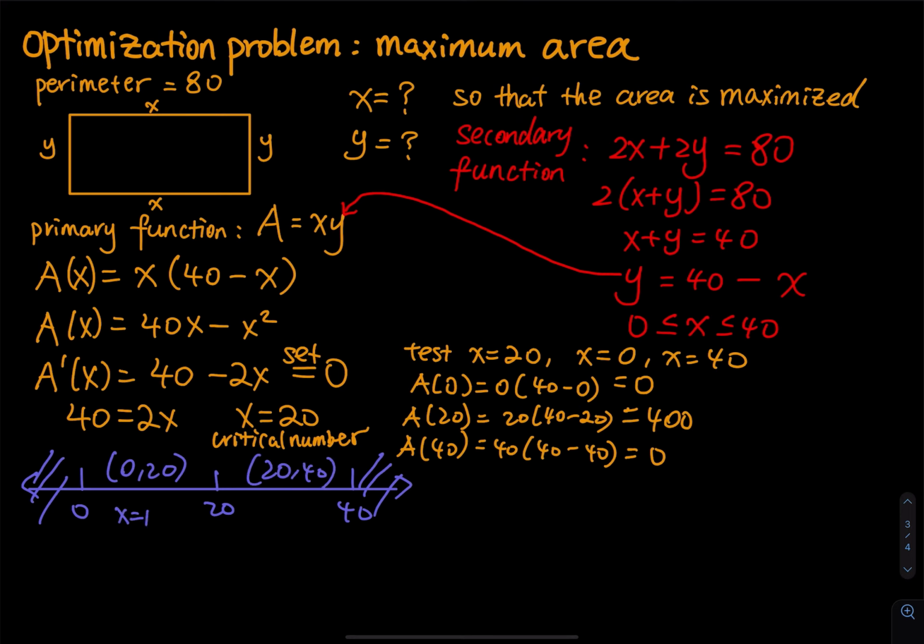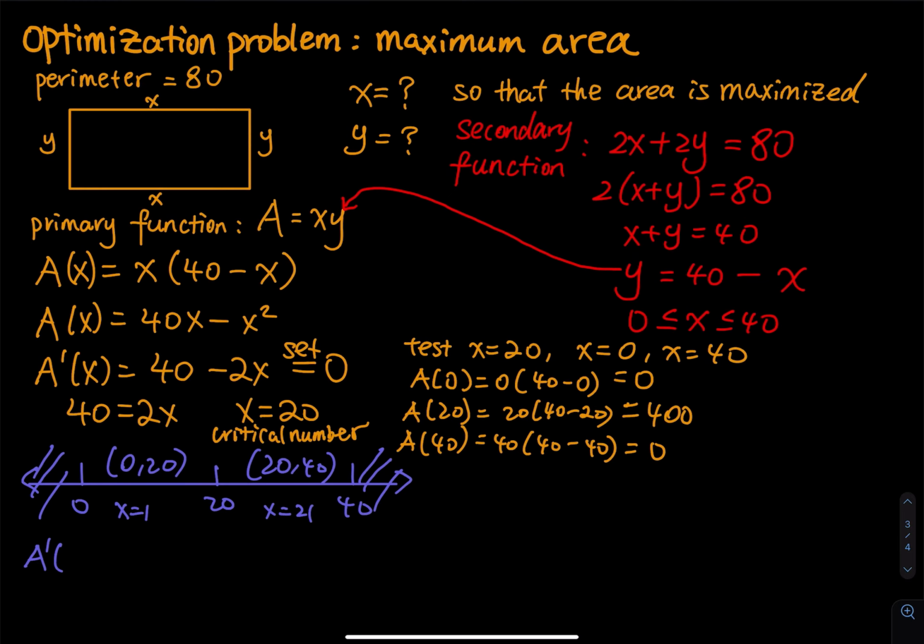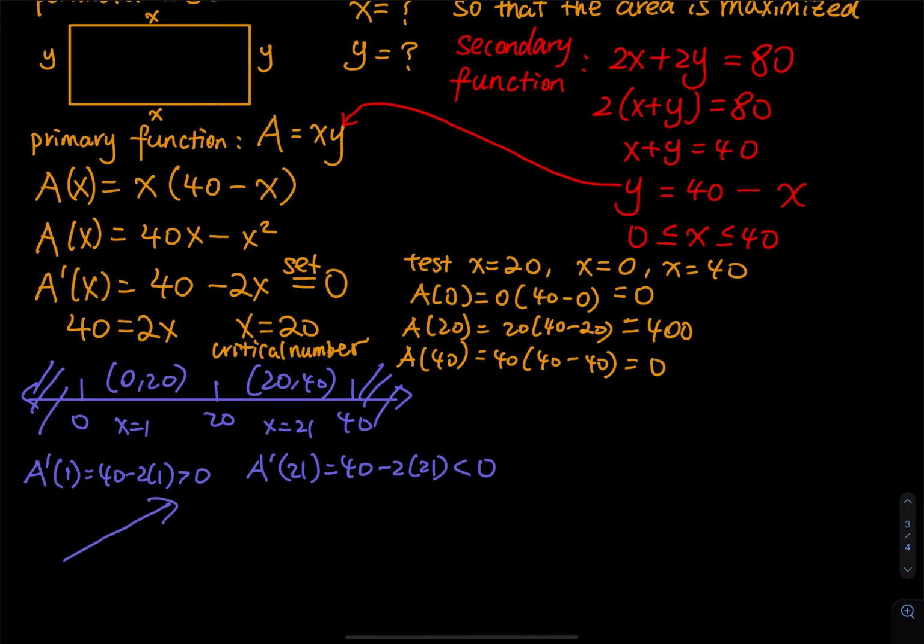You pick something easy to test, x equals 1, x equals 21, and then you plug it into A prime because you are testing the slope. So A prime of 1, that is 40 minus 2 times 1. So this is positive. And then A prime of 21, that is 40 minus 2 times 21, that is definitely negative. So we have a positive slope, we have a negative slope. So going up, horizontal, going down, that proves when x equals 20, the area is maximized.